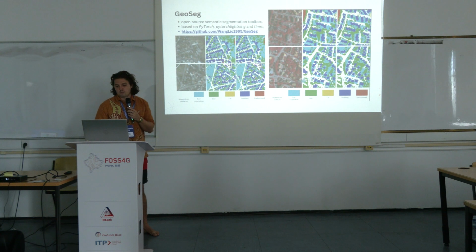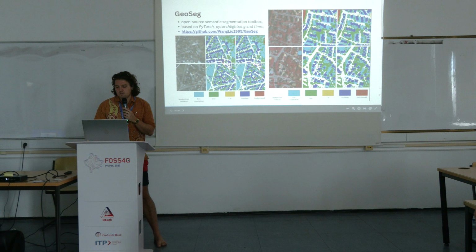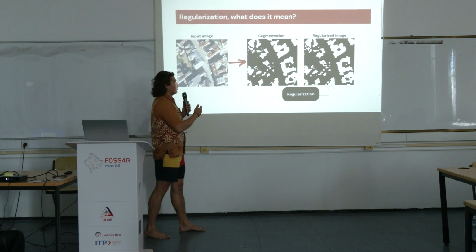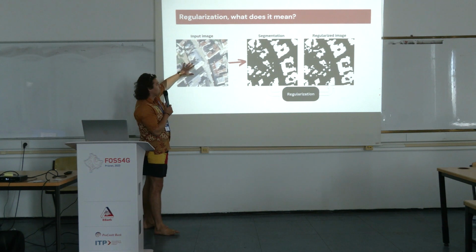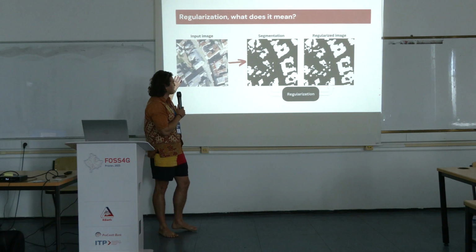And so we only got the buildings, because here you can see that we have a multi-class classification task. We were just interested in buildings. And then we come to the regularization. So now you understand what regularization does. We have an input image, and we teach the algorithm how to recognize buildings.